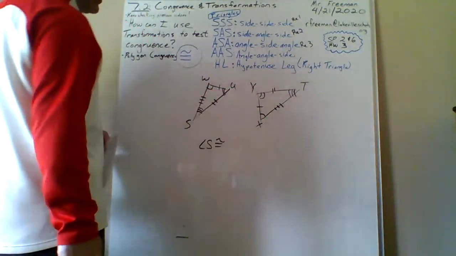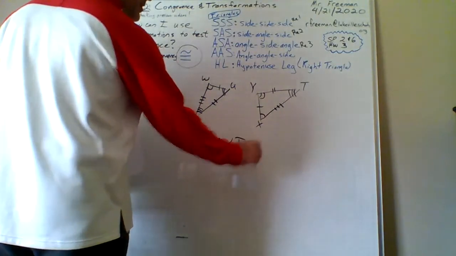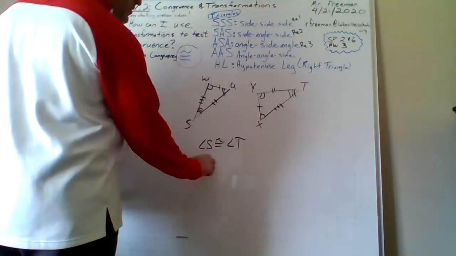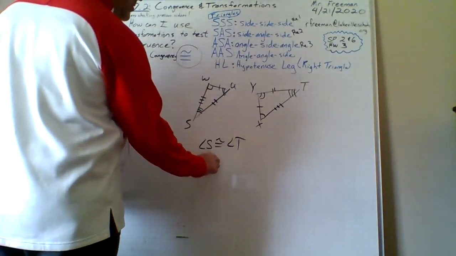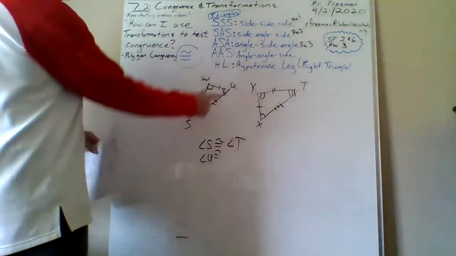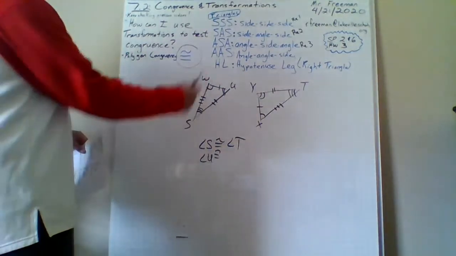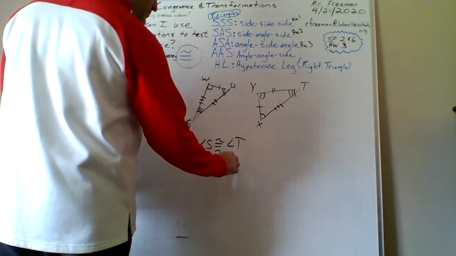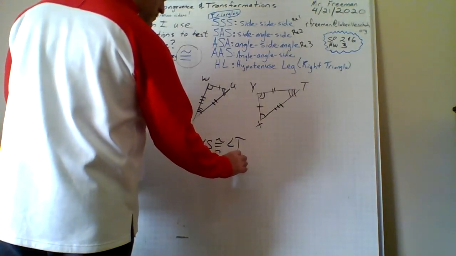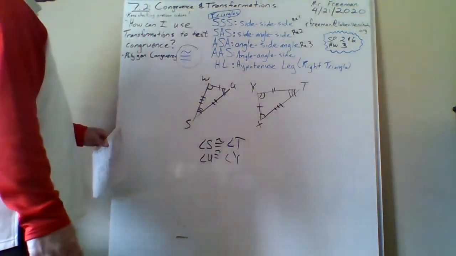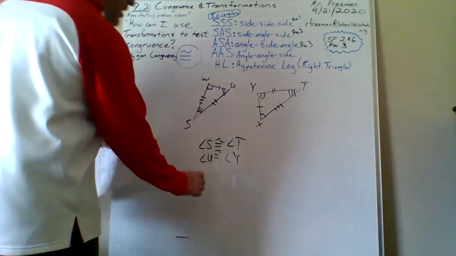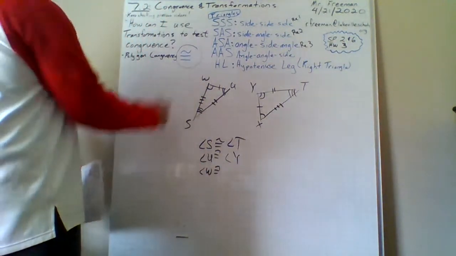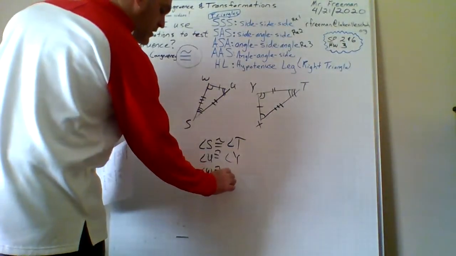S has 3 arcs. Which one has 3 arcs over there? Okay, angle T. Okay, angle, say U maybe. If U has 2 arcs, which one has 2 arcs over there? The Y does. Okay, and then finally, W, what would it be congruent to? If it has 1 arc, it would be congruent to angle X.